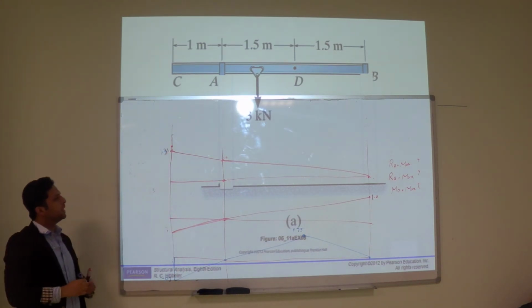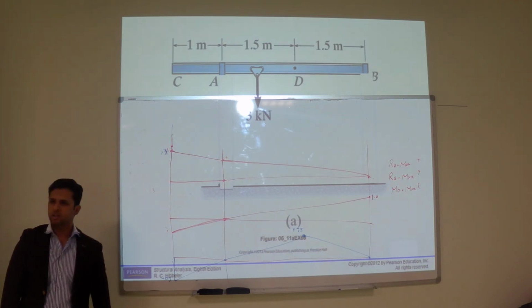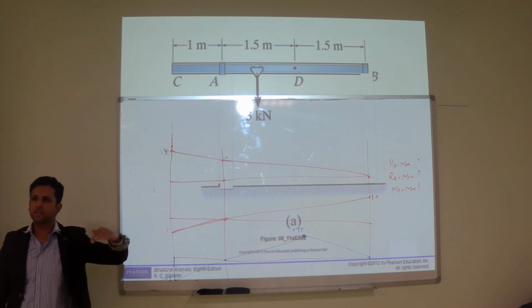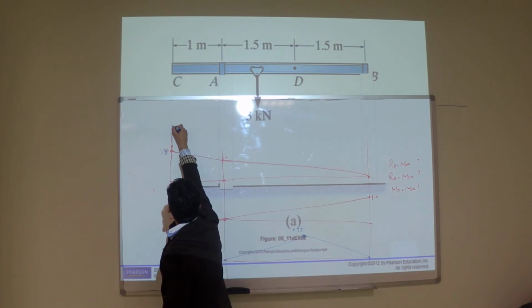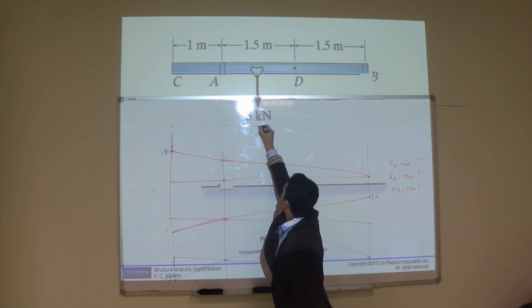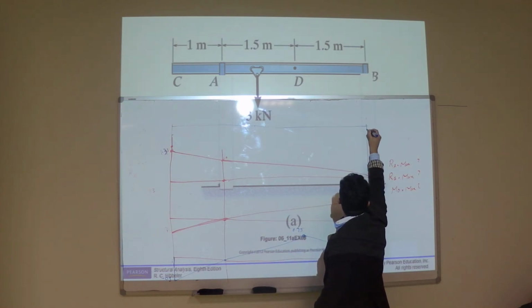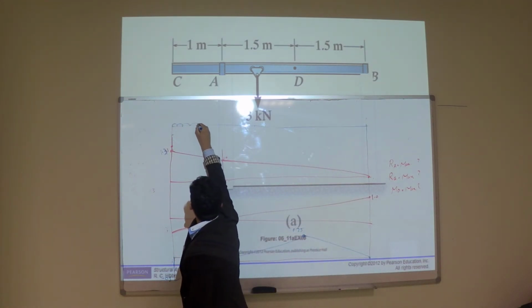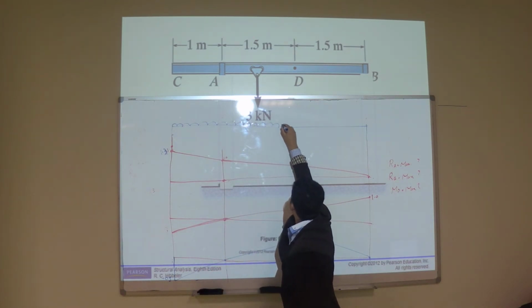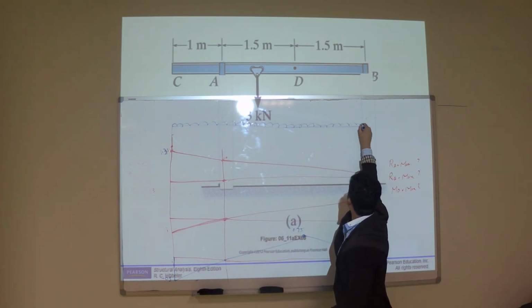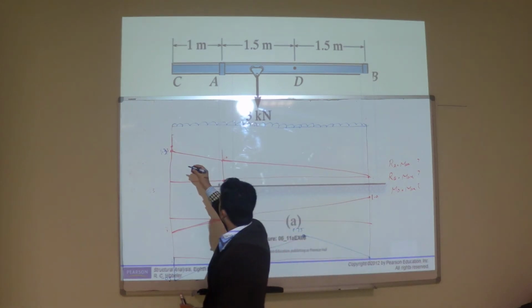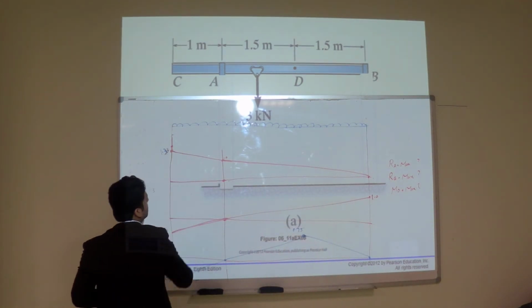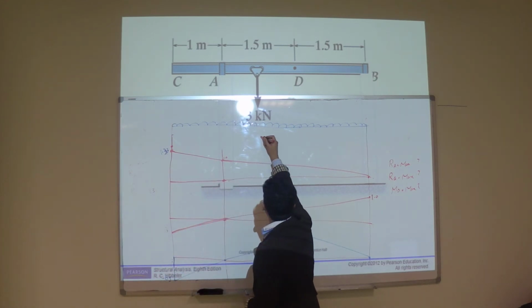Okay, tell me, the UDL is present where? The UDL is present at one point or on the full length? Full length. So it means the UDL is present on the full length of the beam. But this point load is moving. Now the first thing we need, number one, maximum RA.